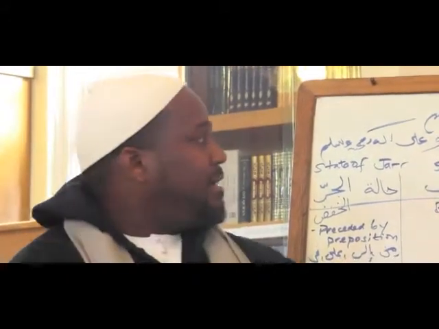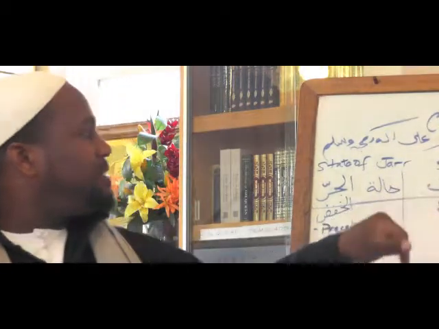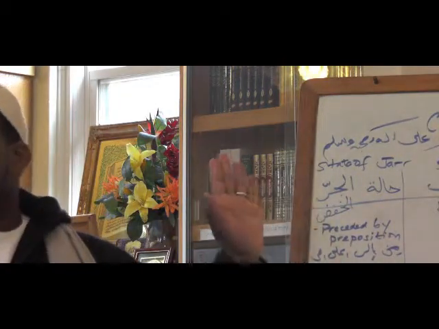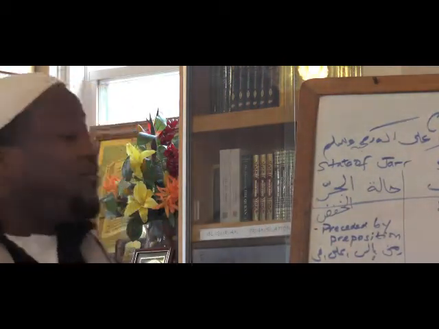The first noun can be raf state, nasab state, or jar state. But the second noun is always jar. Why? Because it's following the other one. It's being dragged around. Why is the noun that comes after min, ila, ala, fi, jar? Because it's following the preposition.